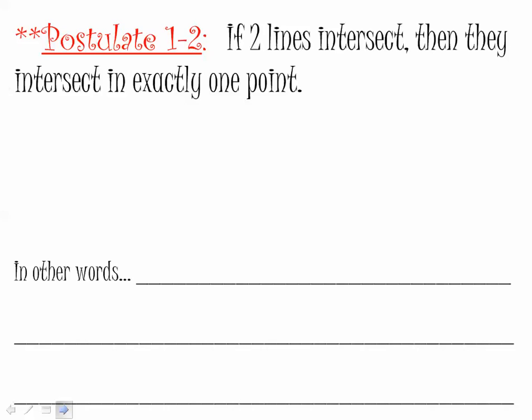Postulate 1-2. If 2 lines intersect, then they intersect in exactly 1 point. If you have 2 distinct lines and they're going to cross each other, you can't make them cross twice. I can draw a line that crosses, but since a line does not change direction once it's crossed at one time, it can't cross again. So basically, if you draw 2 lines, they can only intersect one time.